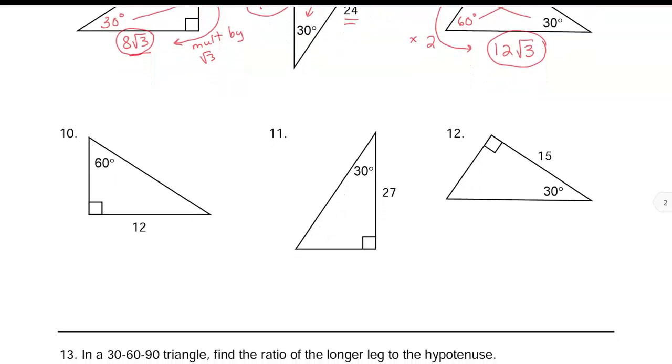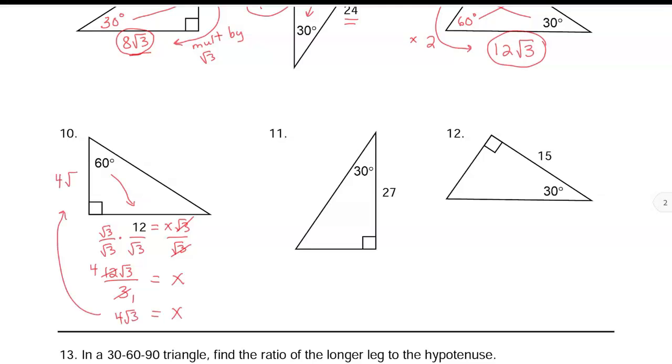Number 10. The 12 is across from the 60-degree angle, so that's the x root 3 side. So I'm going to divide both sides by root 3 in that equation, and I know that x will be 12 over root 3. But I need to rationalize the denominator. So multiply top and bottom by root 3. That means x is 12 root 3 over 3, which can be reduced. 3 goes into 3 once, 3 goes into 12 4 times. So x is 4 root 3. That would be the length of the shorter leg, 4 root 3.